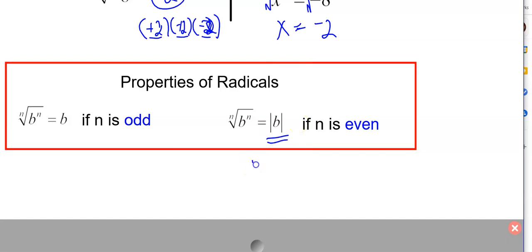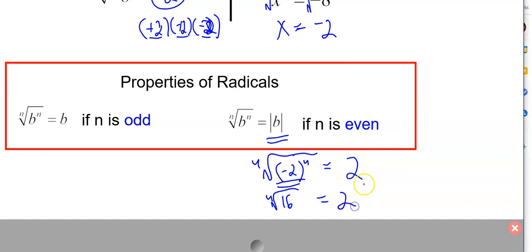So if you had something like the fourth root of negative 2 to the fourth, the answer is 2. It's got to be positive, right? Even though, if you think about order of operations, what you would do in this problem, you would actually multiply that out. You get 16. Negative 2 times negative 2 times negative 2 times negative 2. Fourth root of 16 is positive 2. So if you do order of operations, you'll see that that actually works, but that's always true. The absolute value for even roots is always positive there.